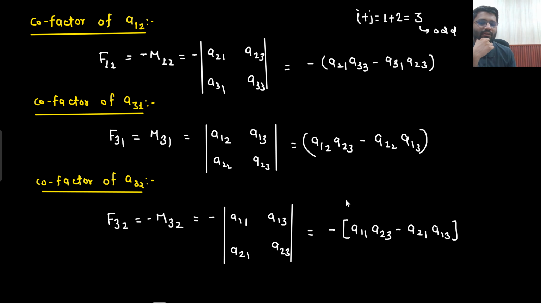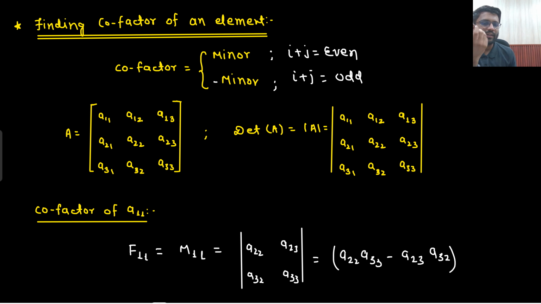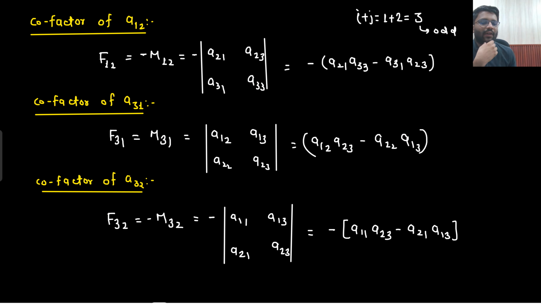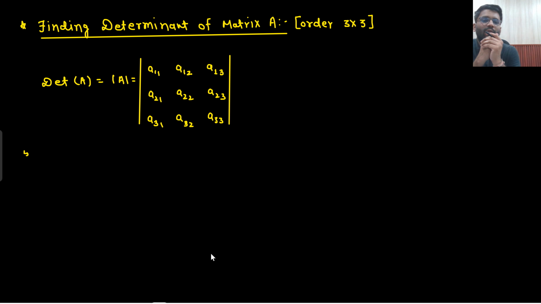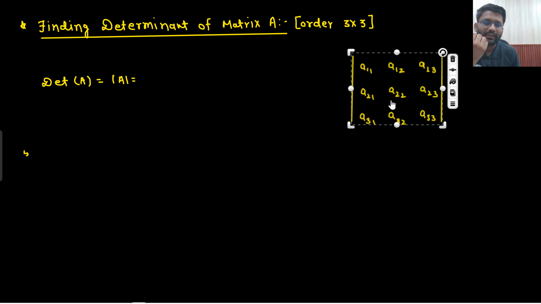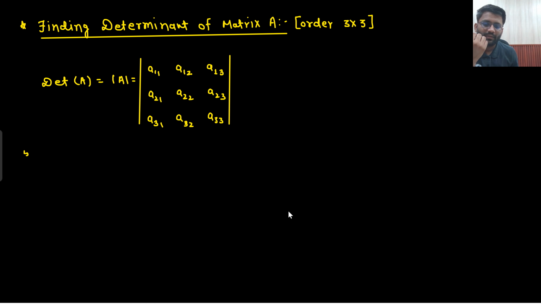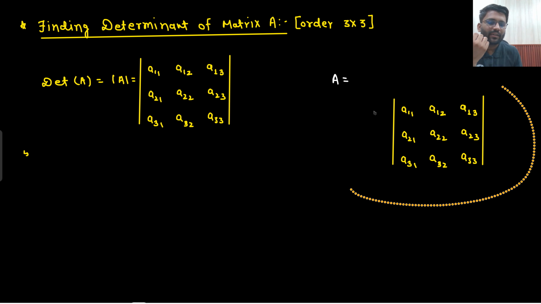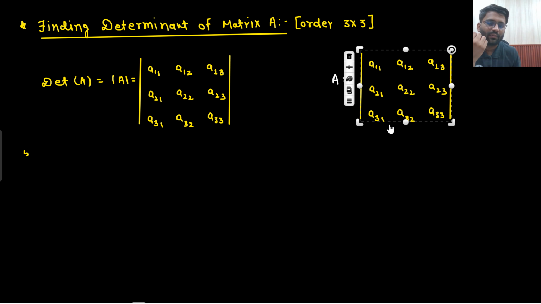Okay, so this is the concept of cofactor. You have understood cofactor and minor. Now we need to find the determinant of a matrix of order 3 cross 3. This was our matrix, matrix A, and we are finding the determinant of this matrix A. This is how I can represent it.